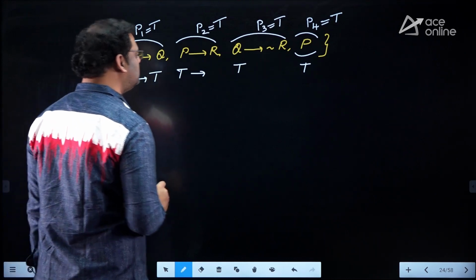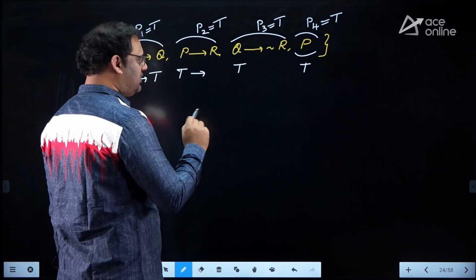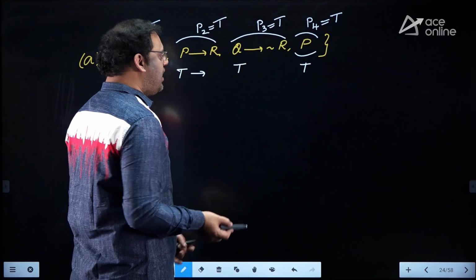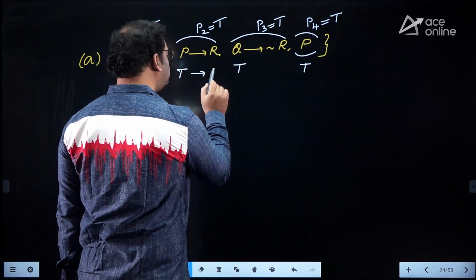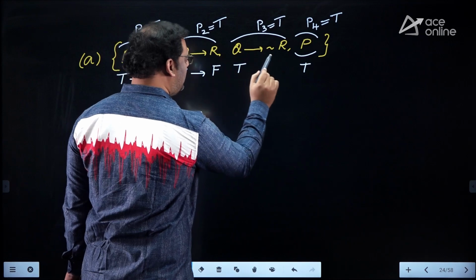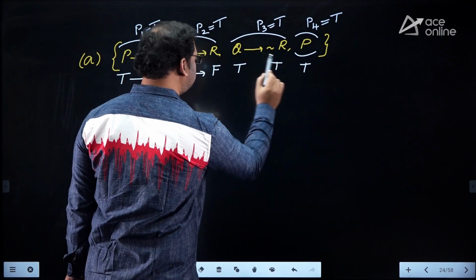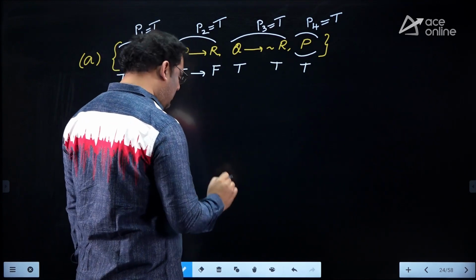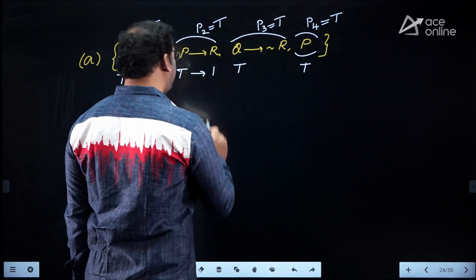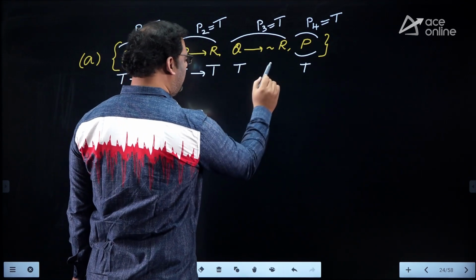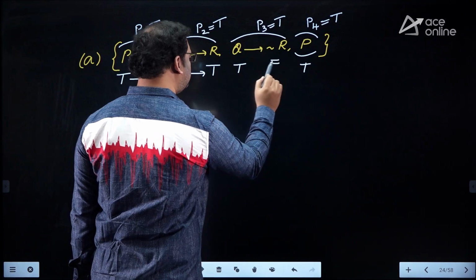Now coming to R. My dear, here there are two possibilities. R can be true or R can be false. If you thought R is false, then negation R is going to be true, or if you thought R is true, then negation R is going to be false.